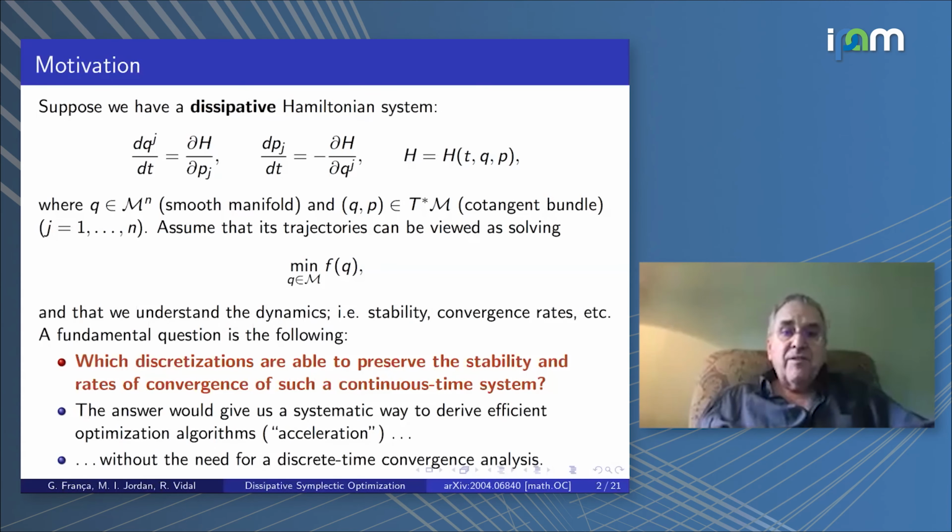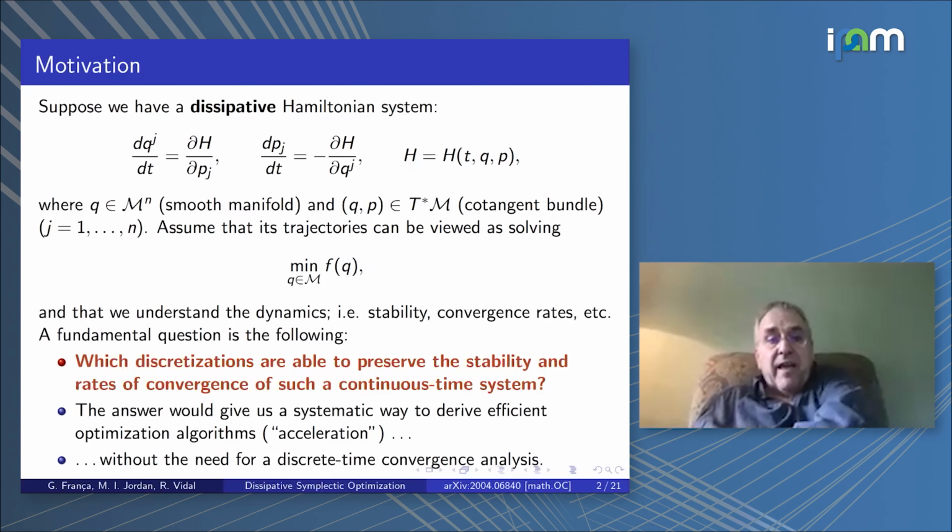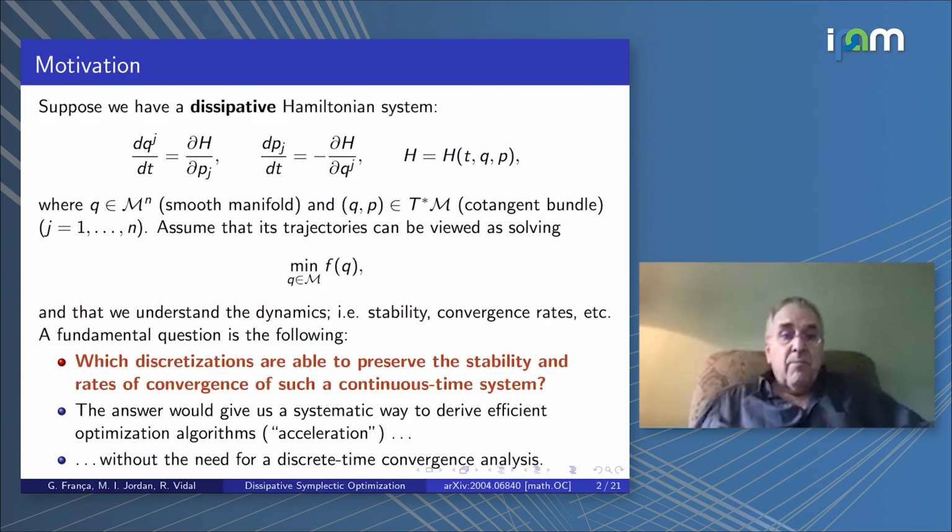We're going to put this on a smooth manifold, which we'll be calling M here. We're going to also have a cotangent bundle where we have a conjugate variable, a momentum variable P. And we imagine that on this bit of differential geometry, on this manifold, we've got a dynamical system given by that Hamiltonian that moves along trajectories that can be viewed as solving an optimization problem. If you run it for a certain amount of time, it'll get close to an optimum in continuous time.